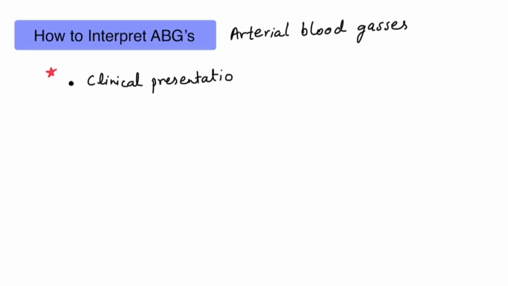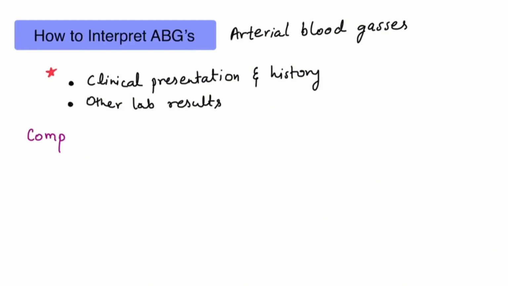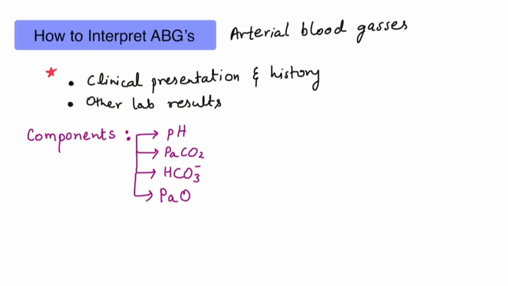But before looking into that, we need to make sure we understand the patient's clinical presentation and his history. Other than that, we need to look at any labs that are available and also the record of the patient to see what exactly is going on, and from that it can lead us to our diagnosis as well. So while reading an ABG, we will be looking at many components.